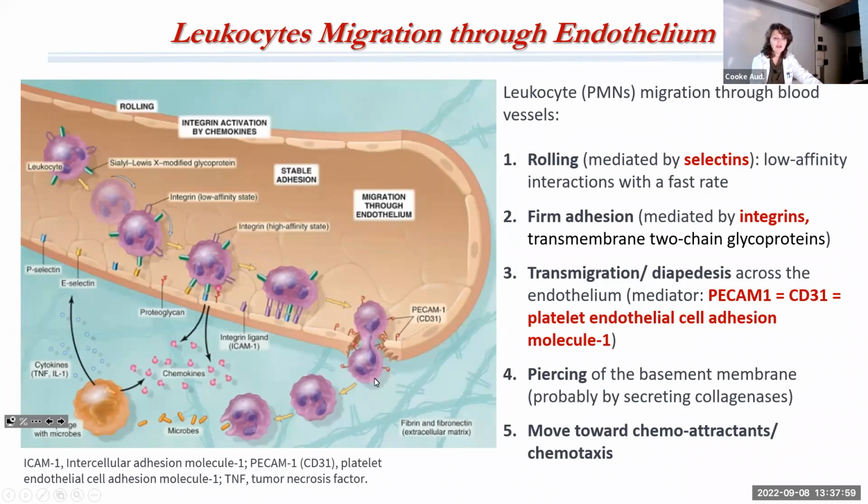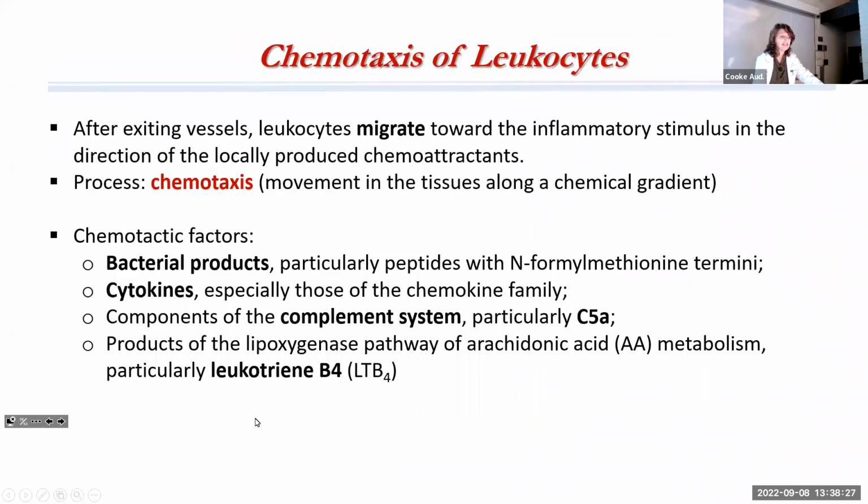The next step is transmigration or diapedesis across the endothelium. You have to remember this, this is important. CD31, this is the mediator. This step takes place due to the piercing of the basement membrane, probably by collagenases. And then when they leave the vessel, they go into the interstitium and they will move towards chemoattractants. They go toward the place of the injury. And as I mentioned before, they are attracted by these substances called chemoattractants, and the process is called chemotaxis, movement in the tissue along a chemical gradient. Among the most important chemotactic factors are bacterial products, cytokines, some components of the complement system, particularly C5a, and also leukotriene B4. Very important chemotactic factors.